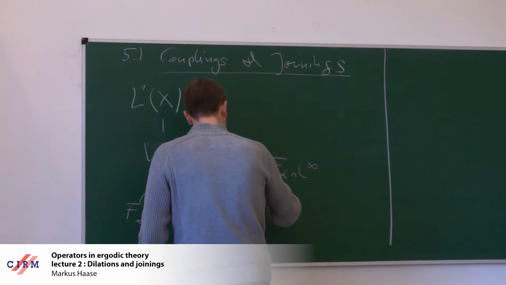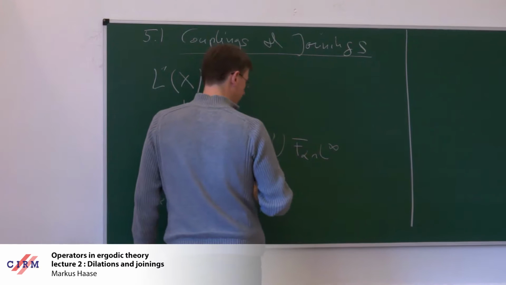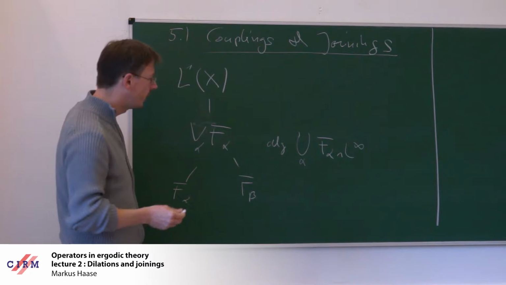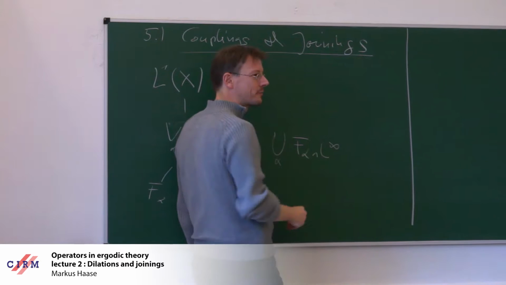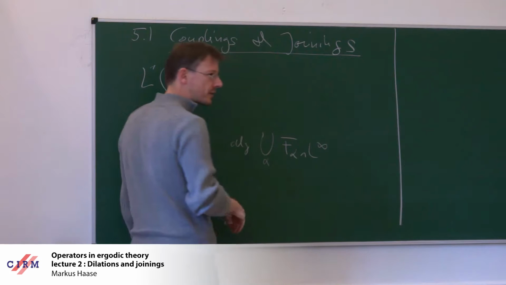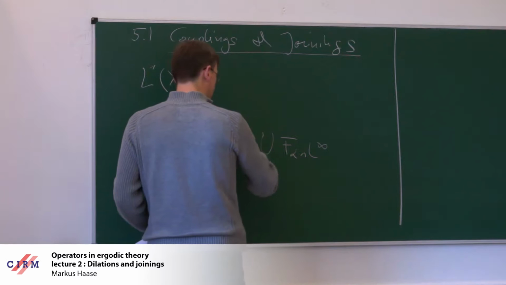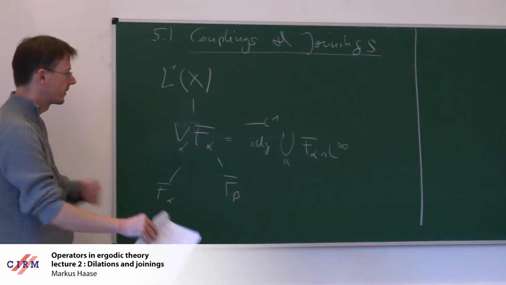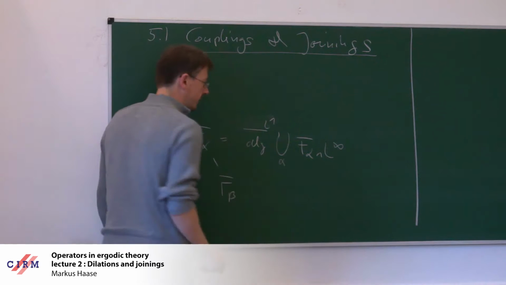Sorry, why is F alpha in the intersection with L infinity? F alpha itself is not an algebra, but F alpha is the L1 space of some L1 of X, and if you intersect with L infinity, you get the corresponding L infinity space. So you take the algebra, the linear span of all the finite products that you can generate from this. And now you take the L1 closure of this. So this is the closure in L1 of the algebra that you generate.